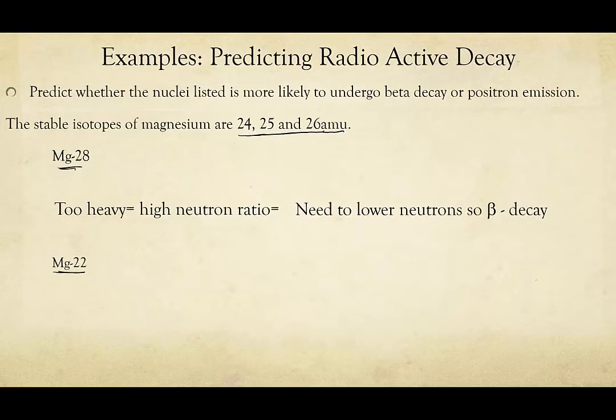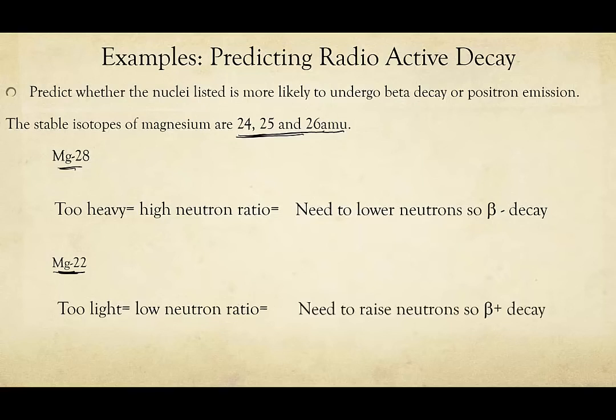Let's do magnesium 22 now. Magnesium 22 is the opposite situation. It's too light compared to the stable isotopes of magnesium, which means that it has a low neutron ratio. So what we'll want to do for this is increase the neutrons, decreasing the protons. To do this, we need to use positron decay, since a positive charge is emitted, making a proton into a neutron.